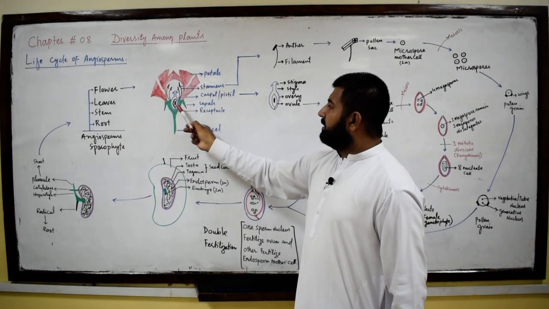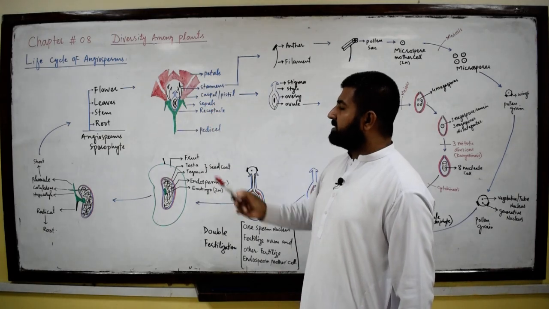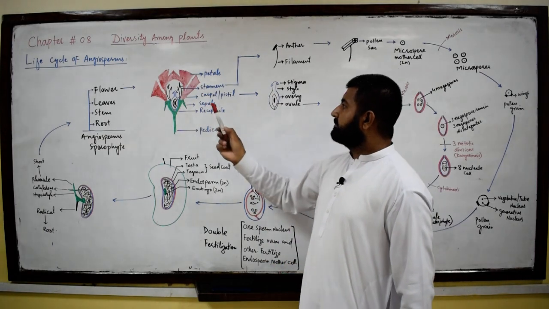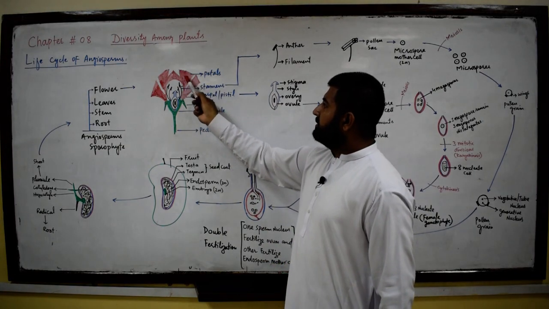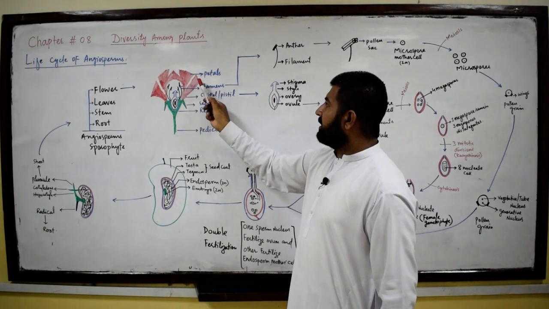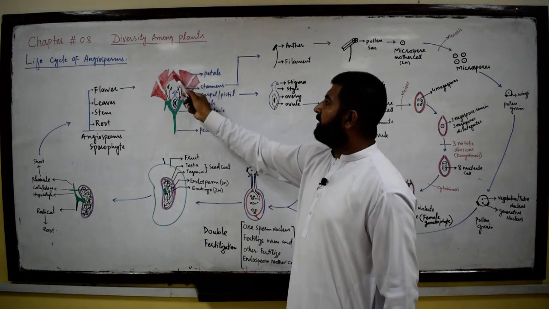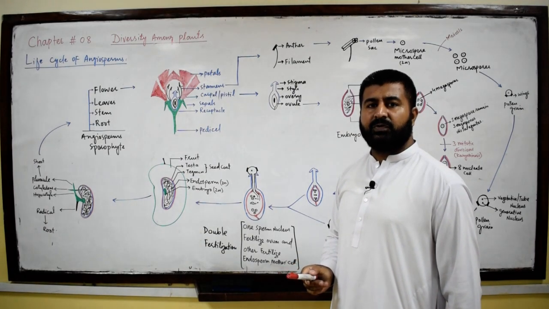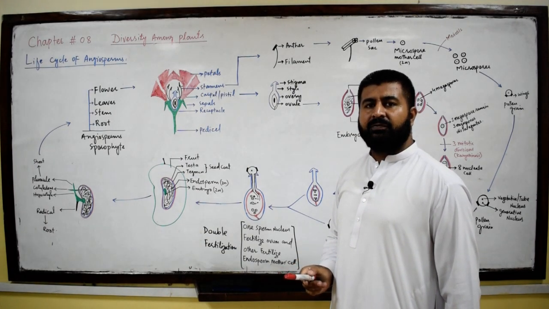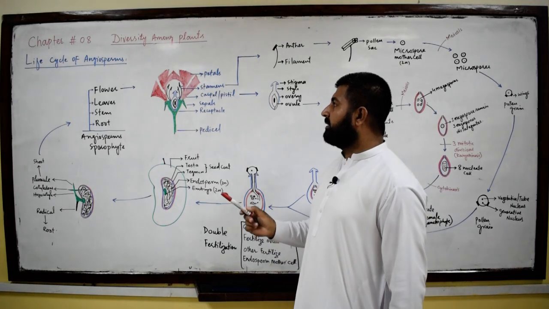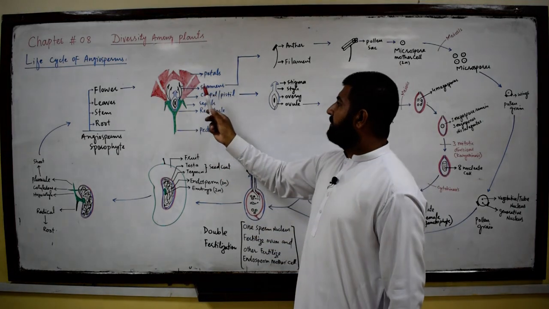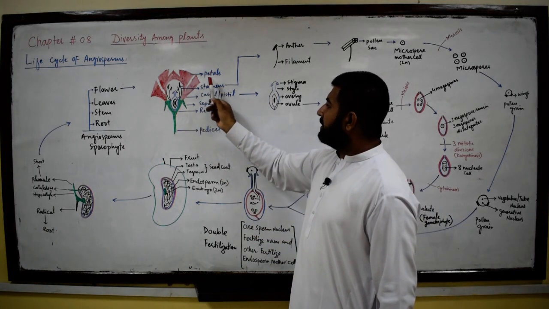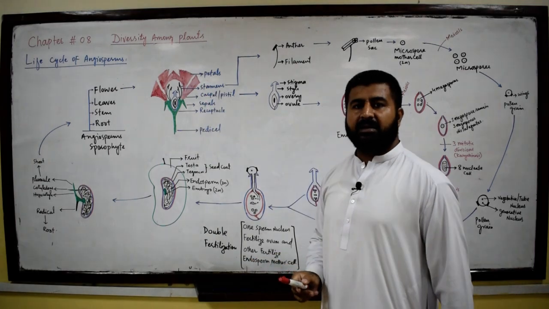These green leaf-like structures are known as sepals. These leaf-like structures are called petals. These are variously colored, and this color is used for the attraction of animals, which helps in pollination. These two are the non-reproductive parts of the flower.